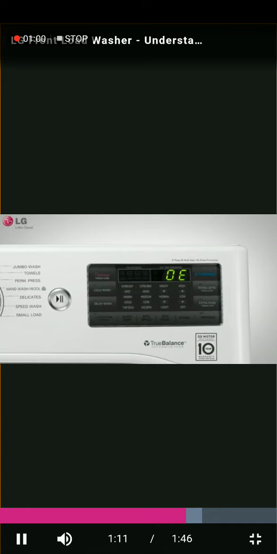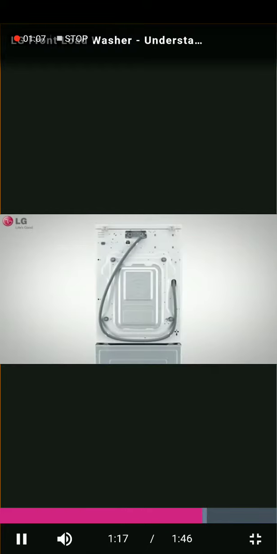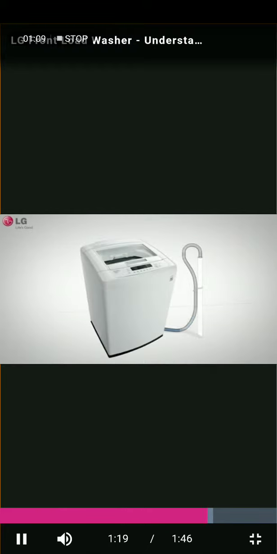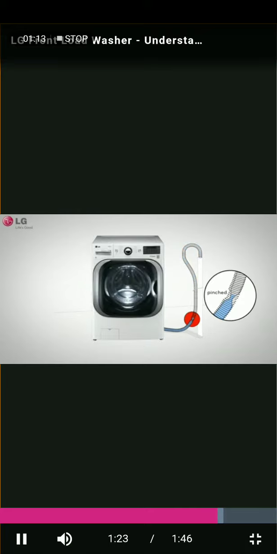An OE error message may occur if the washing machine is draining water slowly or not draining at all. Check to see that the drain hose is properly installed. Make sure that the drain hose is not pinched, clogged, or frozen.